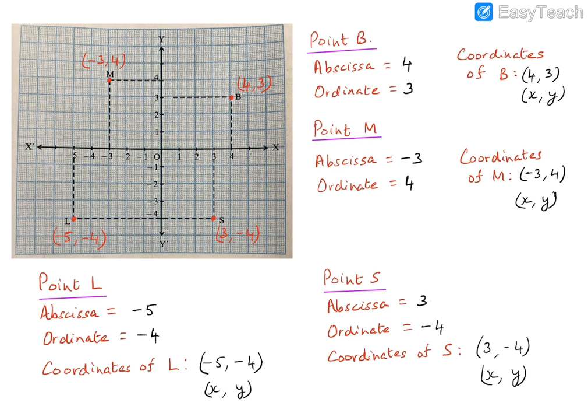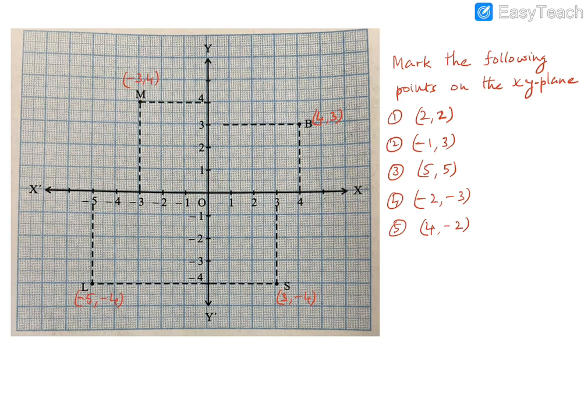Now, just as we had the points given to us and from the points we obtained the coordinates of those points, we can give the coordinates and try to mark those points on the graph or on the xy plane. So now that we have obtained the coordinates of these 4 points, B, M, L, and S, let us mark some more points on the same graph, and we will get a clearer understanding of how to represent points on the coordinate plane or the Cartesian plane. So we have the same graph here with our existing points B, M, L, and S. On this, we are going to mark some more points on the plane.